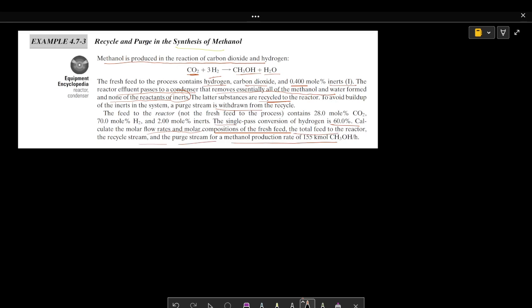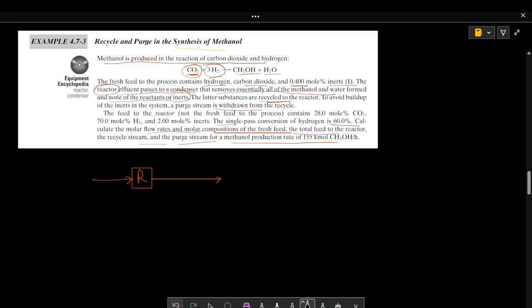For simplification, we have to first of all draw the flow chart. By this we can easily understand this question. So let's move one by one. First of all we have a reactor. In this reactor the feed is carbon dioxide, hydrogen and inerts. So first let me draw the reactor. So this is the reactor. There must be a reactor input and a reactor output of products.